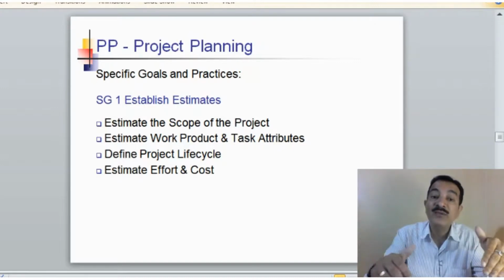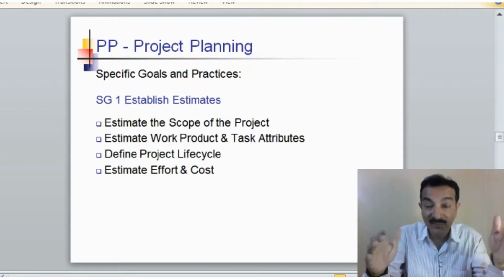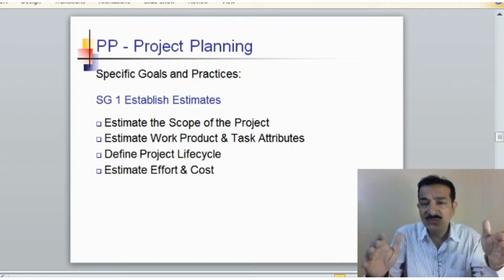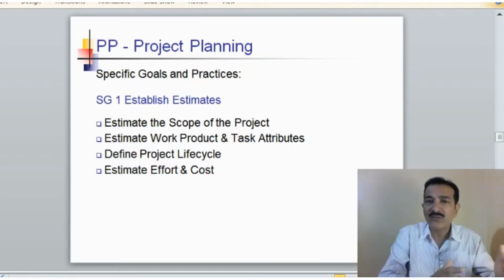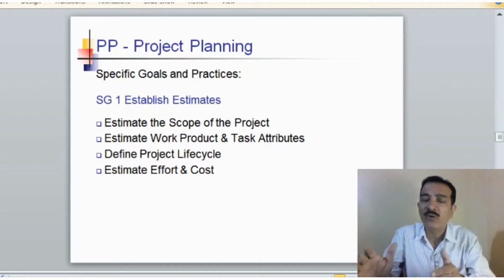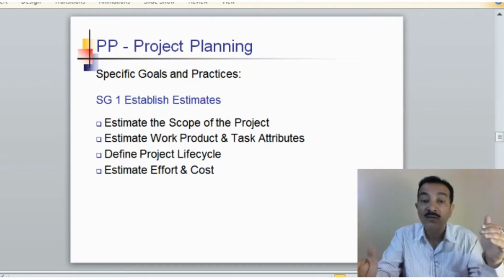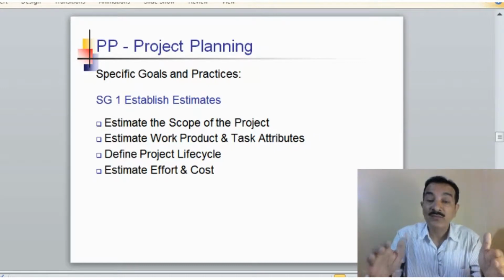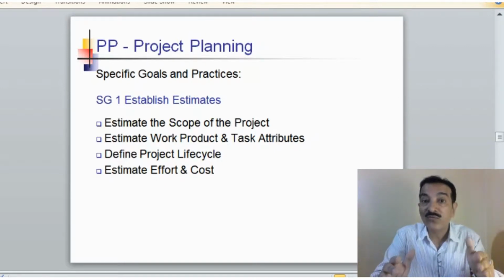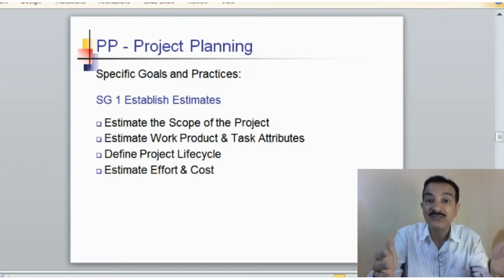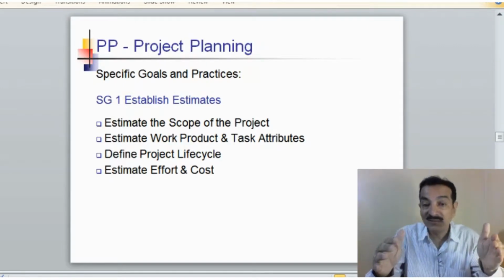Then you would also define the project life cycle. So once you define it, like whether you have a waterfall model, or a V model, or an iterative model, whatever model you want to go with, based on this you will be able to identify the milestones for the project, at what interval you would have to share the information with the relevant stakeholders, and who are going to be involved at which interval.